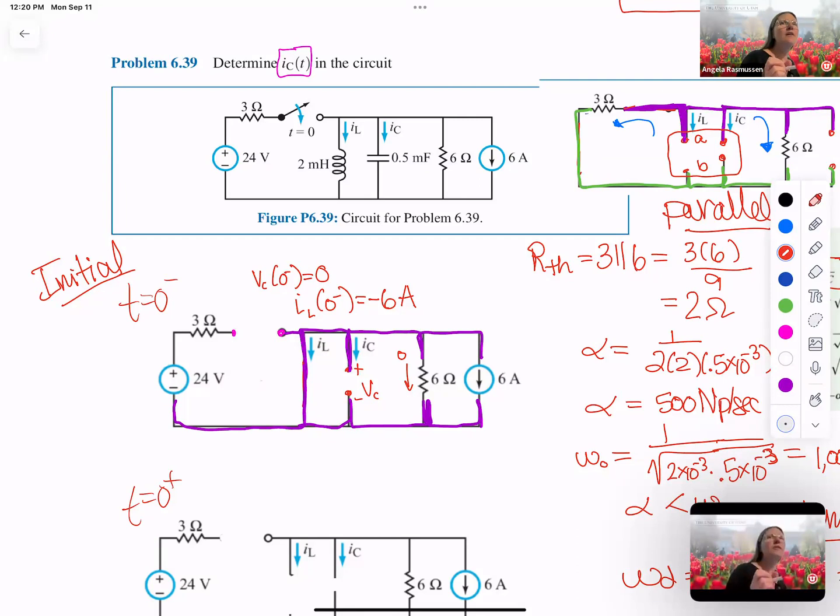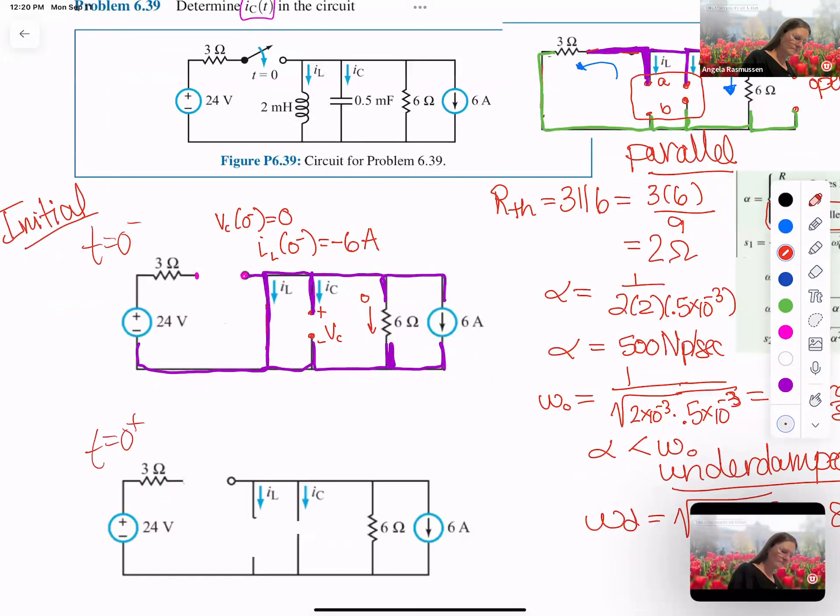So real basic question, on the current source, what's the polarity of this? Is the positive where the arrow is, or how do you tell that? Negative is always on the arrow side. Okay, so it's opposite of the... But yeah, that makes sense, I guess.